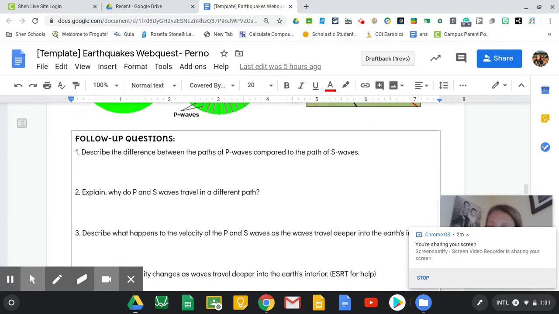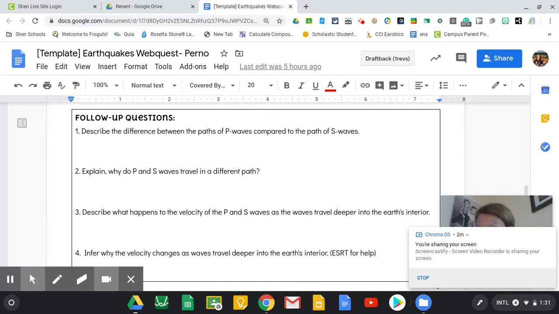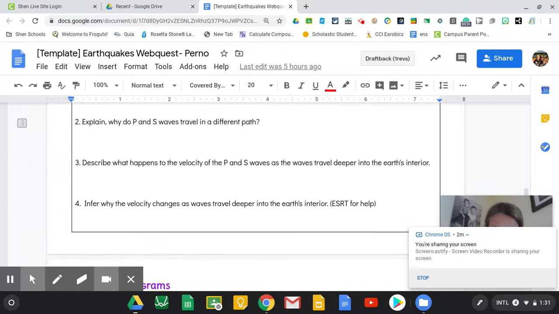They have different paths because P waves are primary waves. They can travel through solids, liquids, and gases, where S waves cannot. You're going to read that S waves cannot travel through liquids, which is how we infer the outer core to be liquid, and notice that the S wave has never traveled through.